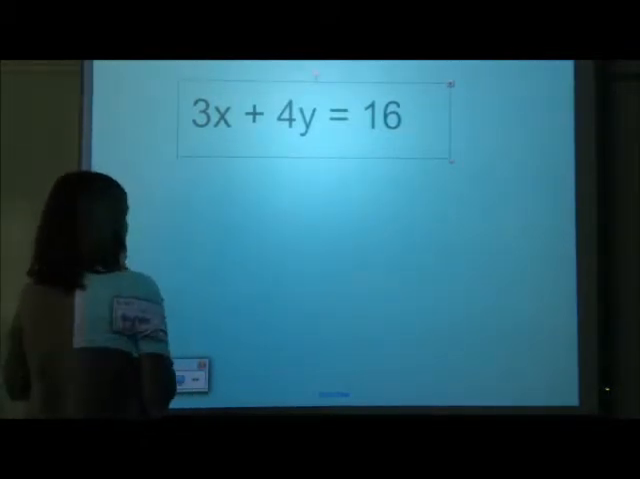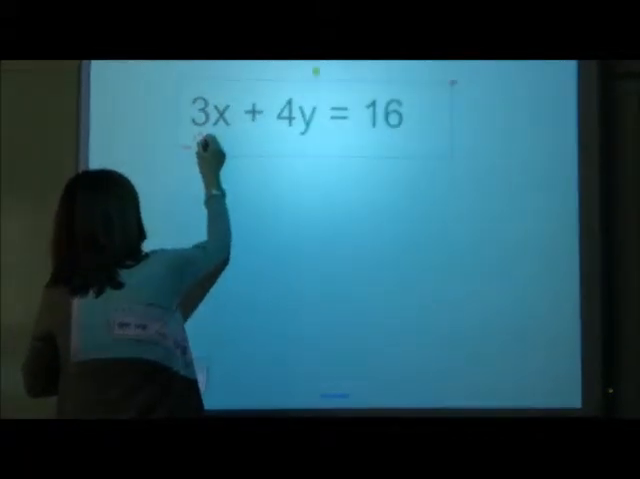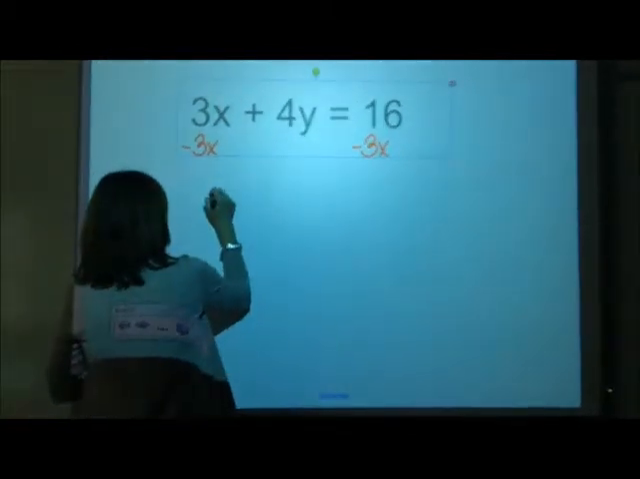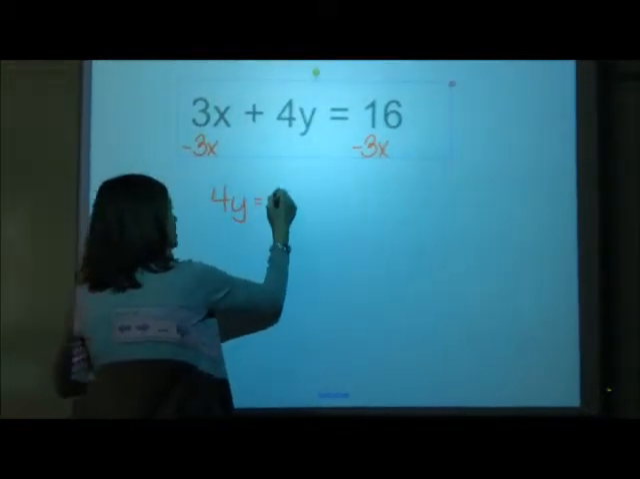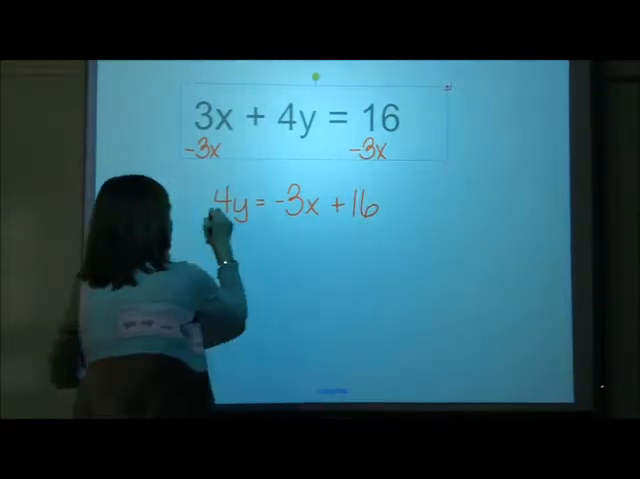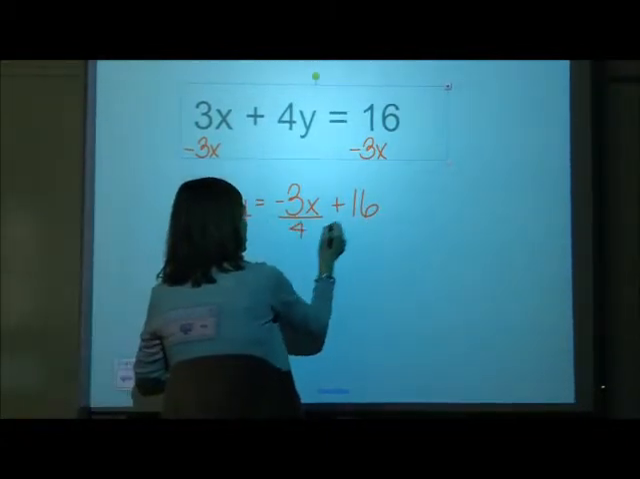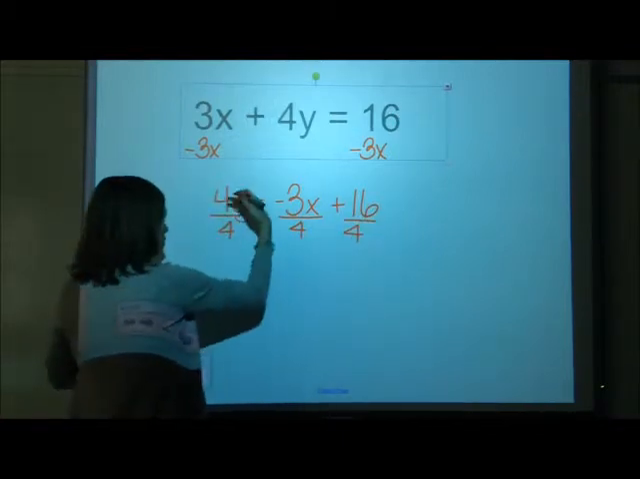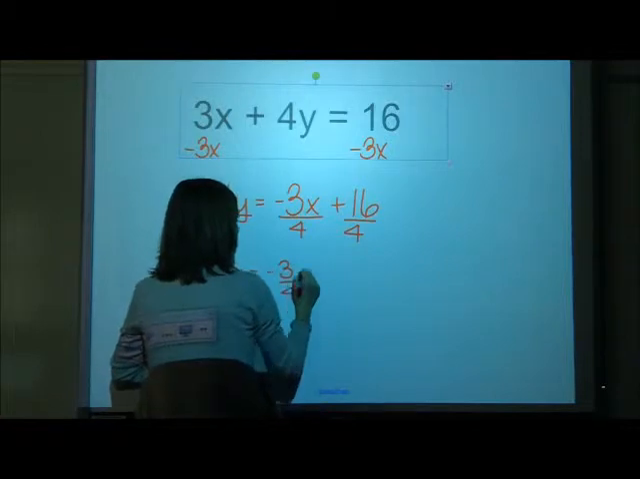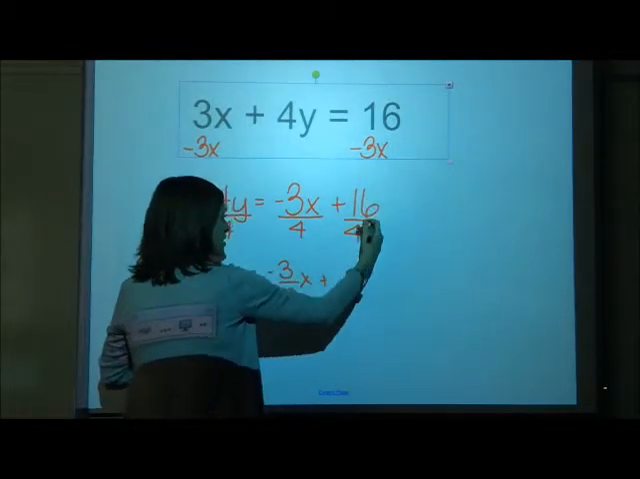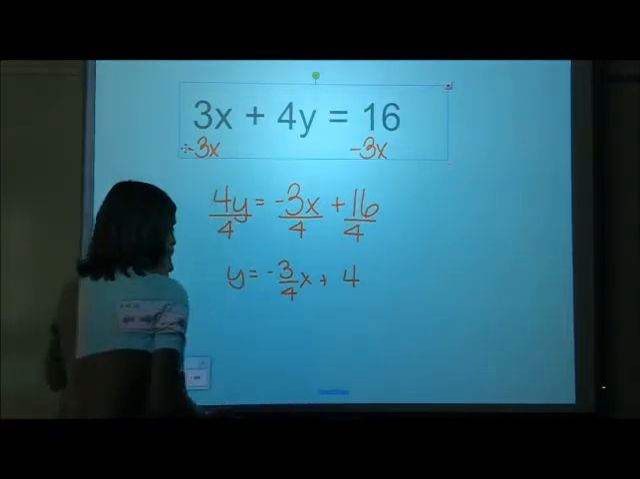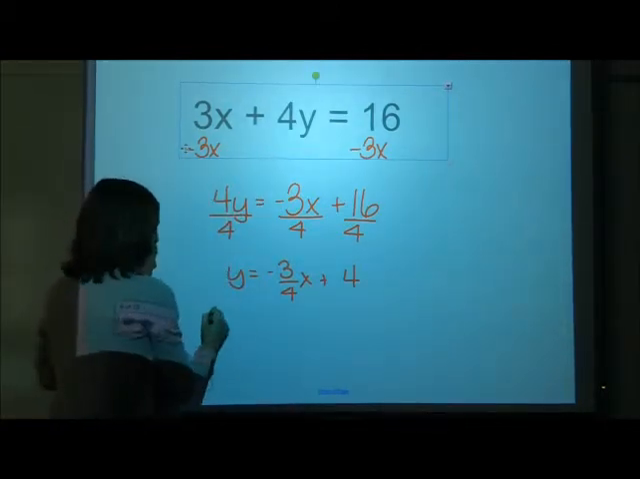Okay, so I'm going to bring the 3x over. I'm going to put it in front of the equation so that it is already in the slope-intercept form with the x first. So plus 16. I'm going to divide every single piece of the equation by 4 so that that coefficient of y goes down to 1. And now I have y equals negative 3/4 x plus 16 divided by 4, it simplifies to 4. Sometimes it'll simplify, sometimes it won't. All right, then it's ready to identify the slope.